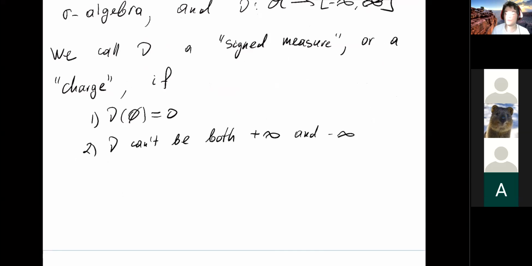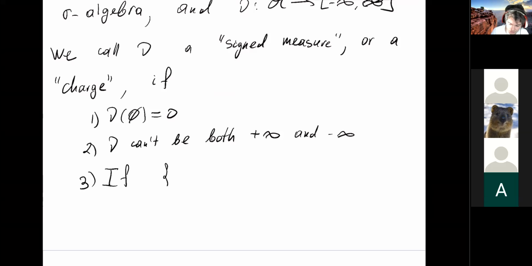By which I mean that if, for example, there is a set A such that nu of A is plus infinity, then nu is never equal to minus infinity. So nu has to decide from the very beginning what does it want to do. Does it want to be equal to plus infinity, or does it want to be equal to minus infinity? And finally, 3, it will be the countable additivity.